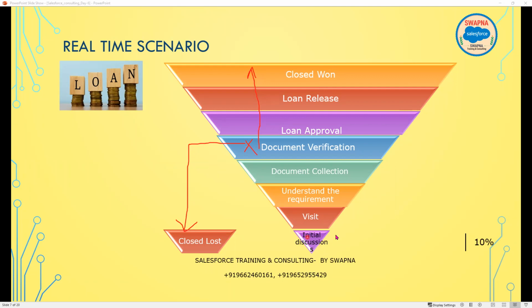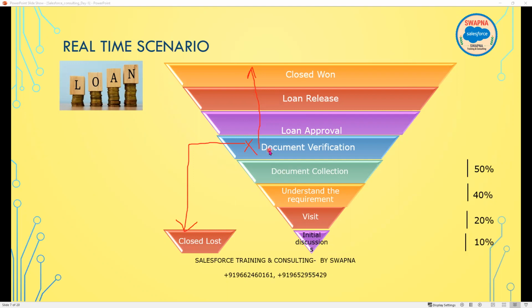Whenever the initial discussion happens, that means only 10% of the work is done, out of 100%. Then the person visits the office, which means 20% of the work is completed. When the person understands the requirement, what the loan is actually needed for, 40% is completed. The next thing is document collection. Whenever the person collects the documents from me, 50% is completed, and the next step is document verification.